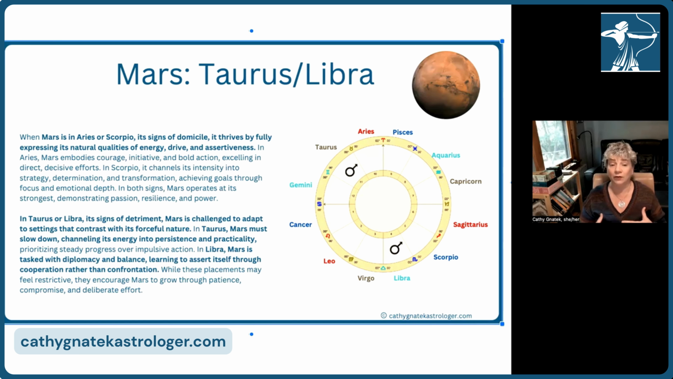Whereas in Libra, Mars, the air sign ruled by Venus, the goddess of love, Mars is tasked with diplomacy and balance. It's like having the warrior in the sign of the diplomat. That's kind of hard. So you have to change that warrior energy or adapt and find ways to use your yang masculine energy to get consensus and agreement and ensure all sides are heard. While these placements may feel restrictive, they encourage Mars to grow through patience, compromise, and deliberate effort, slowing down the impulsivity of that Mars energy.